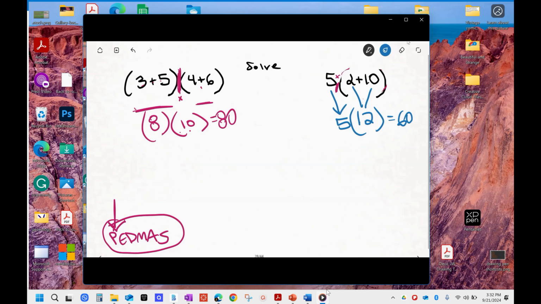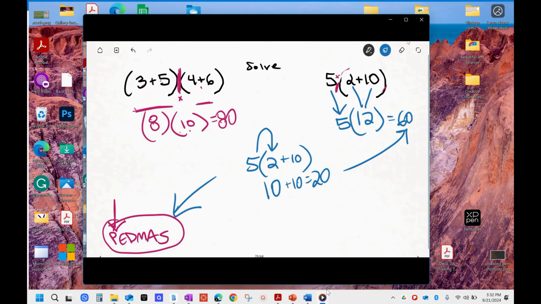Is 60. Now see, if you would have done that out of order, 5 times 2 plus 10, if you would have gone 5 times 2 is 10, plus 10 is 20. See, that's a totally different answer than when we did it correctly up here, we got 60. So you have to be on the lookout for doing things in the appropriate order, and there's a way to work around that, and I'll show you that in a second.